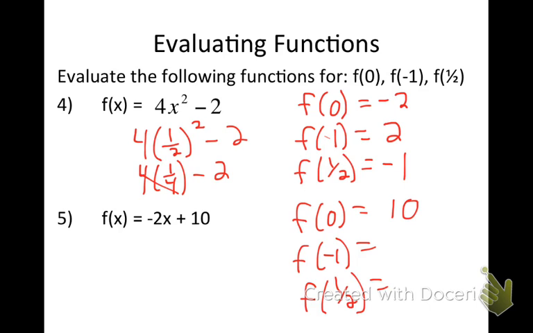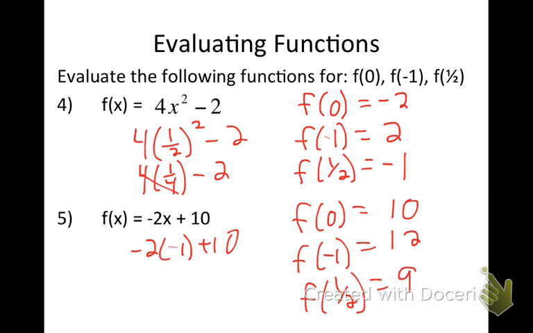I didn't get that. So let's plug negative 1 in here. So negative 2 times negative 1 plus 10. What's negative 2 times negative 1? 2. Plus 10. Good work, sir. And then I have f of 1/2. Joe Daniels, what's f of 1/2?